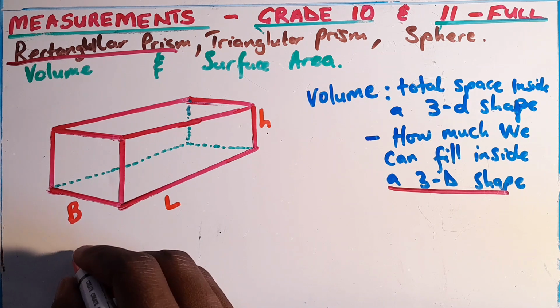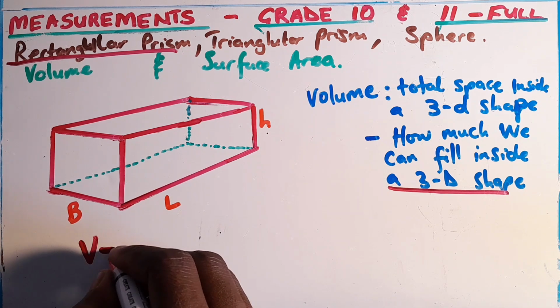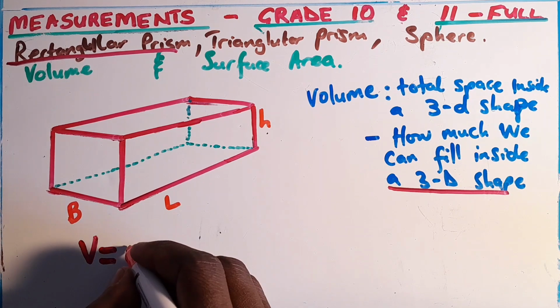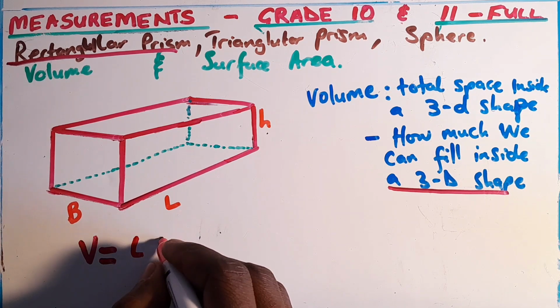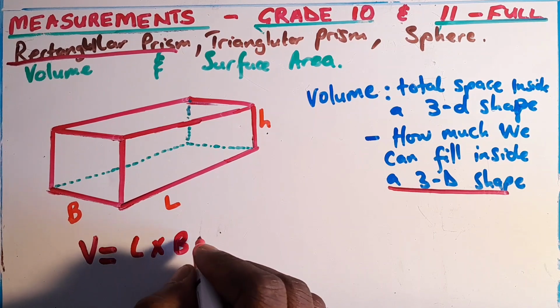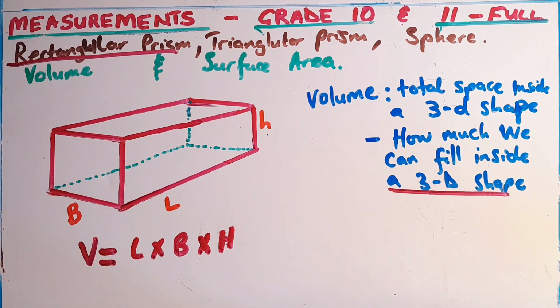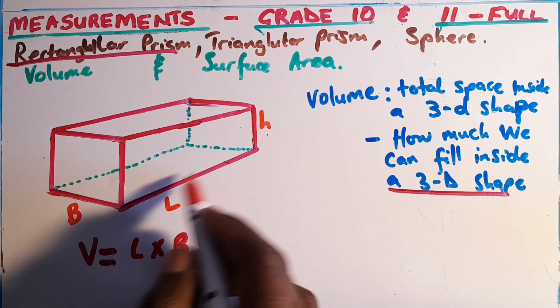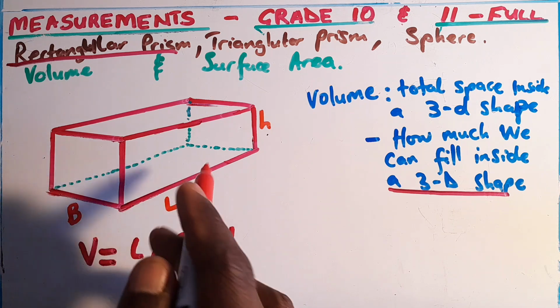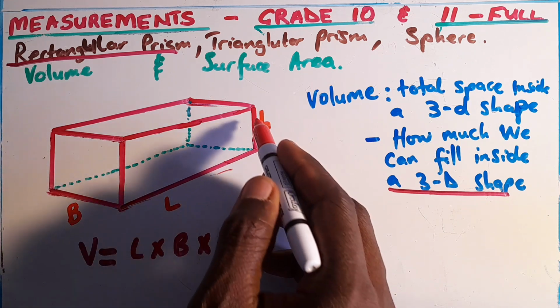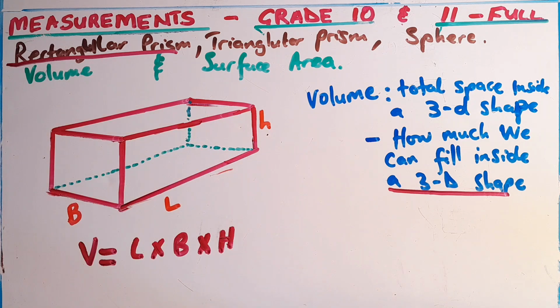So finding the volume of a rectangular prism, we just say length times the breadth times the height. So that's how we can find the volume of a rectangular prism. This being the length, this being the breadth. So the base is the length and the breadth, and we are also having the height like that.